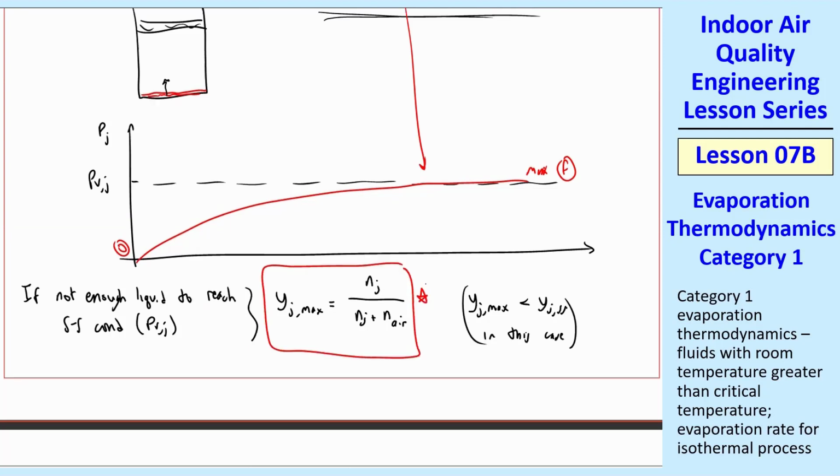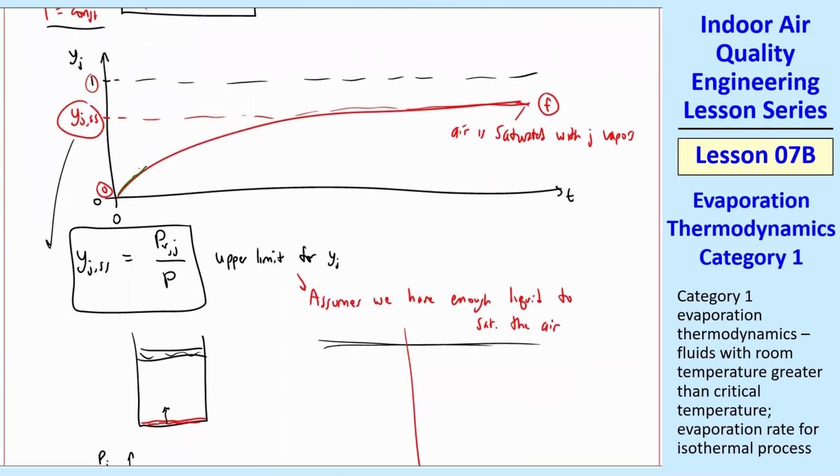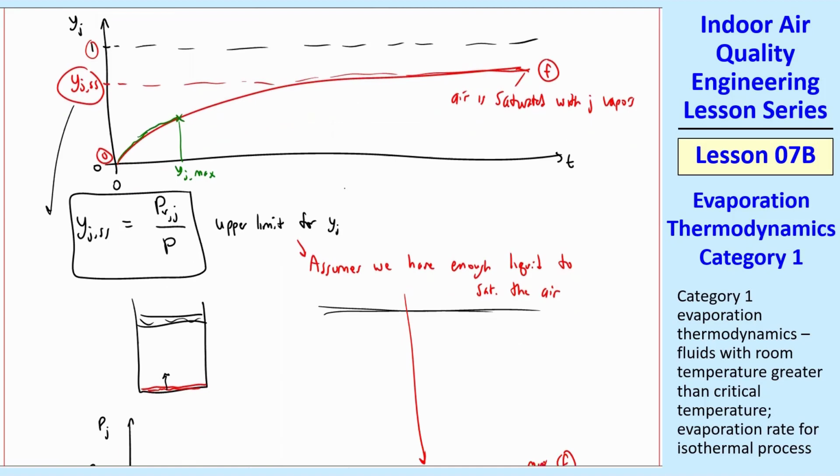If you have a small amount of liquid and it all evaporates, you're going along exactly the same curve you have here, except you reach a point where you have this maximum at which all the liquid has evaporated and there is no more, so that's where you're going to stop. So your final condition would be there.